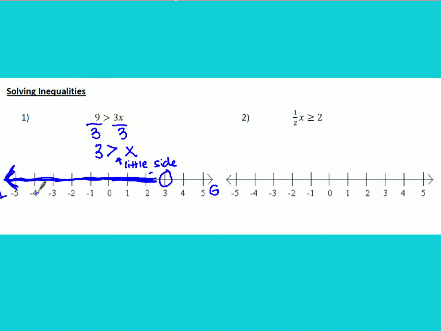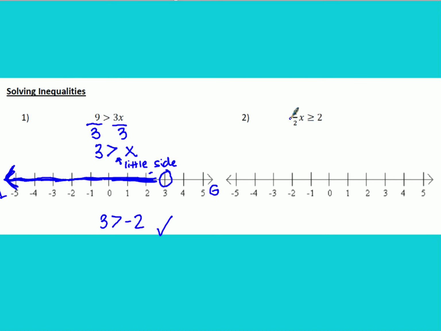So if you check this, if you plugged in, say, -2 for x, you would have 3 is greater than -2, and we know that that's a true statement, so we're good. So it's a good way to check to make sure that you shaded in the correct direction before you move on to your next problem. Now we can go to our next example. We have 1/2 x is greater than or equal to 2. So we look and find our variable, it's on the left side here, and right now it's being multiplied by 1/2.